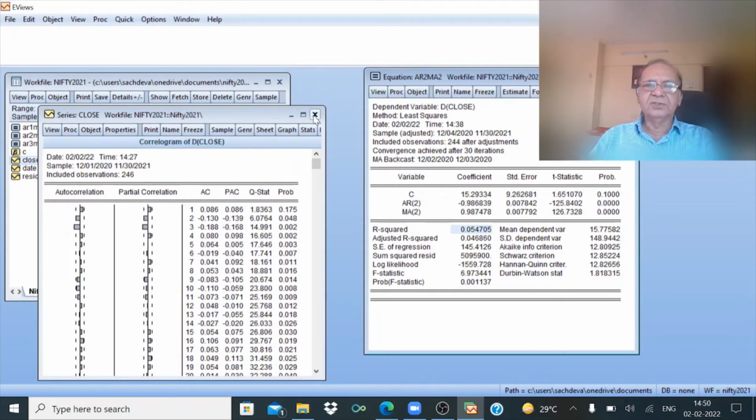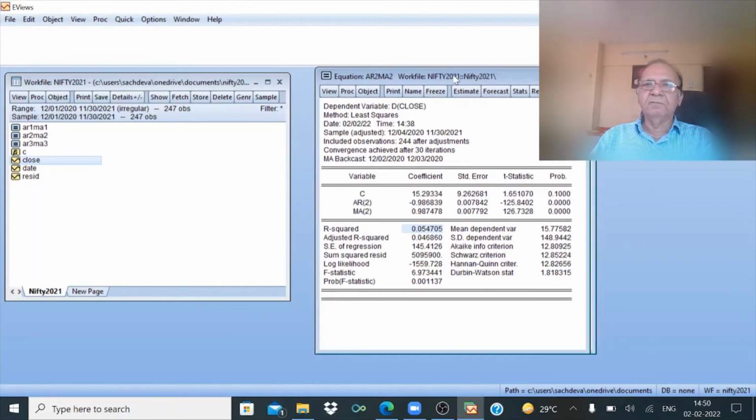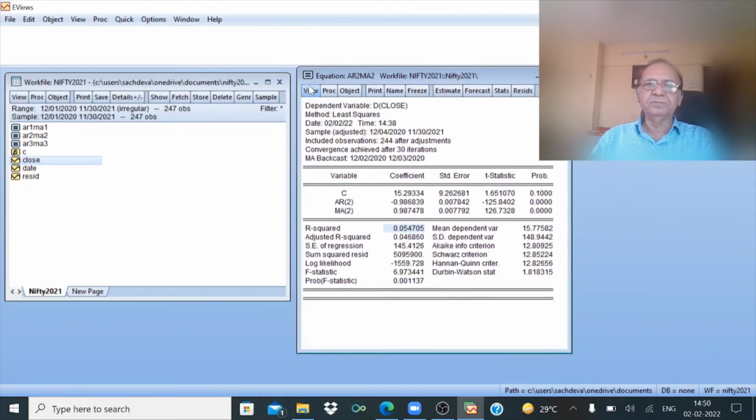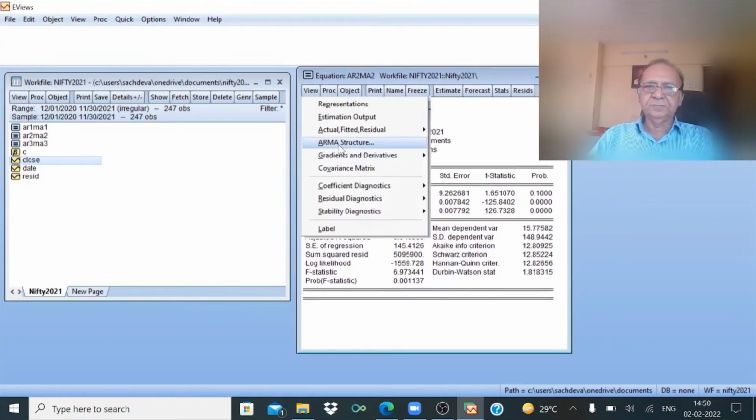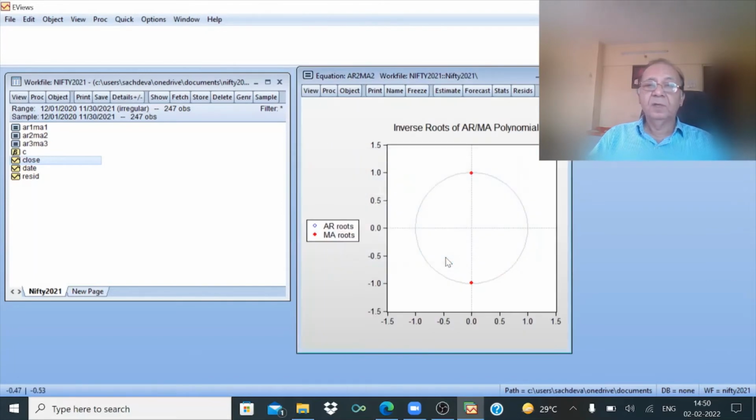So now let us see with this model. In this model, first thing is we have to view the ARMA structure. We will see the graph, we will see the roots. If these roots are lying inside the circle, we will say it is a good model. Otherwise, we'll have to rework on this. We'll say, okay, see, the roots are lying inside the circle.